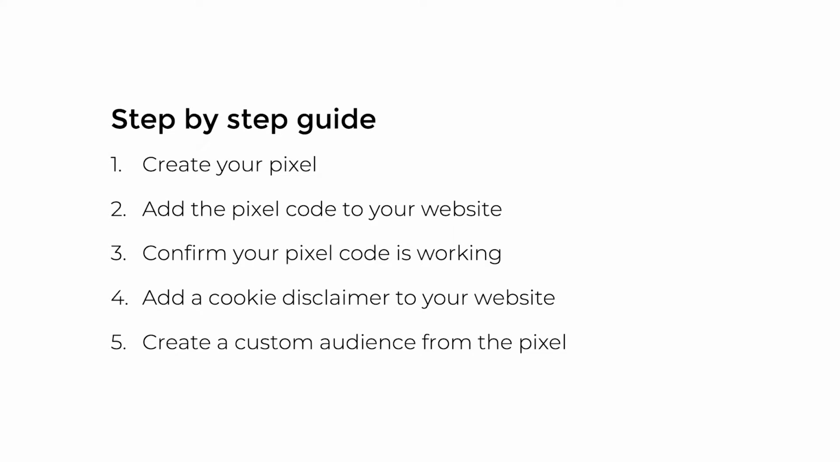So you'll need to go through these steps to set it up. We need to create the pixel, we need to add the pixel code to your website, confirm that the pixel code is working, add a cookie disclaimer to the website, and create a custom audience from the pixel so we can actually use it to target some people. And we'll go through these steps one by one.